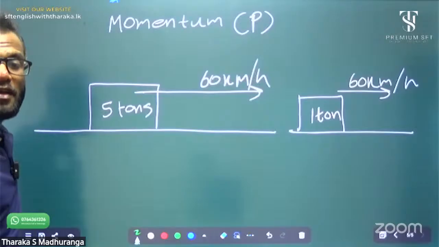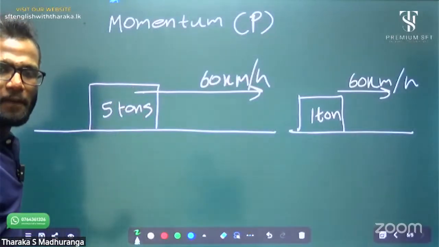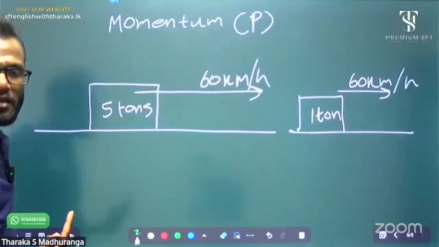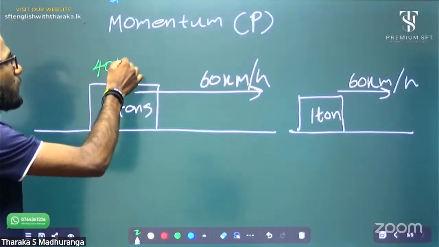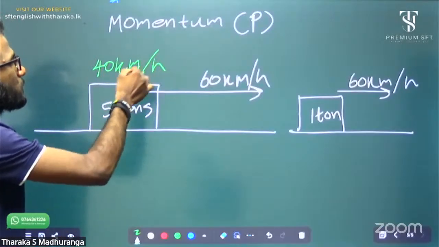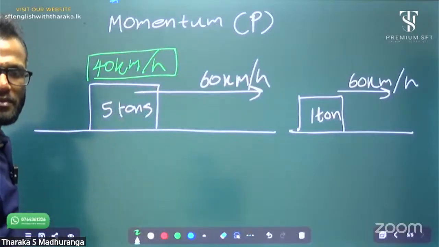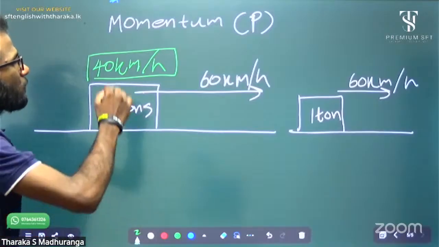Joel, for heavy vehicles like these, what's the maximum speed? It is 40 kilometers per hour, the maximum. They have seen the 40 kilometers per hour sign at the back. Yes. What is the reason?